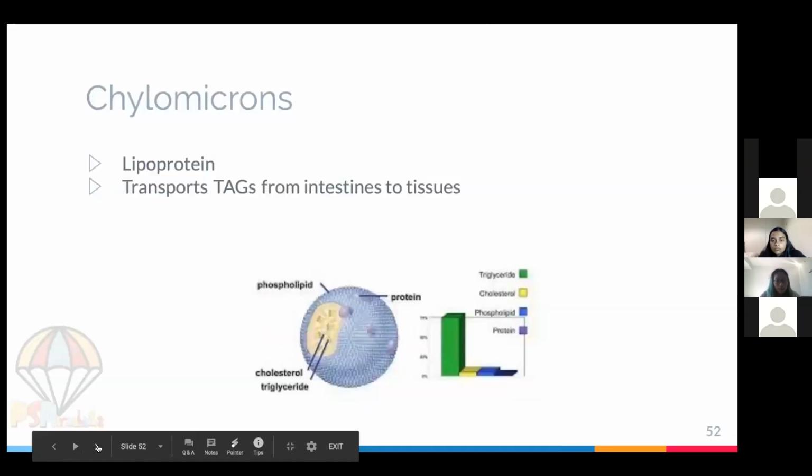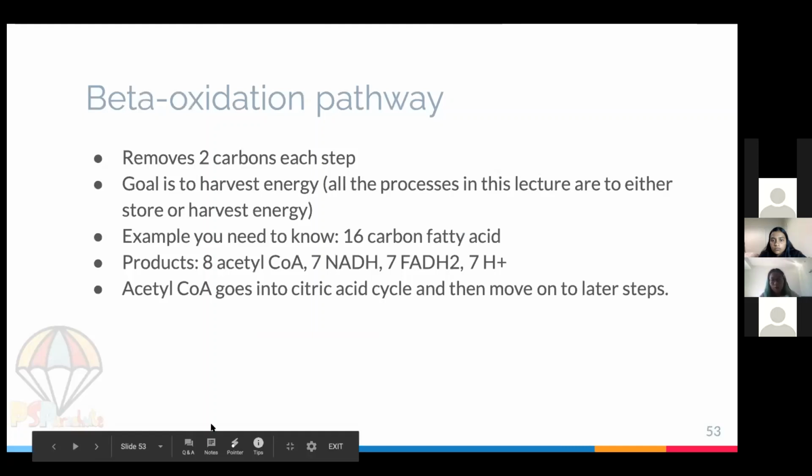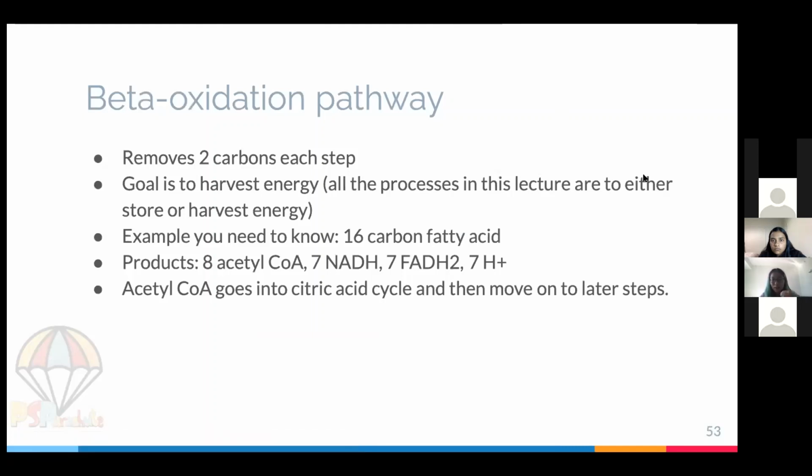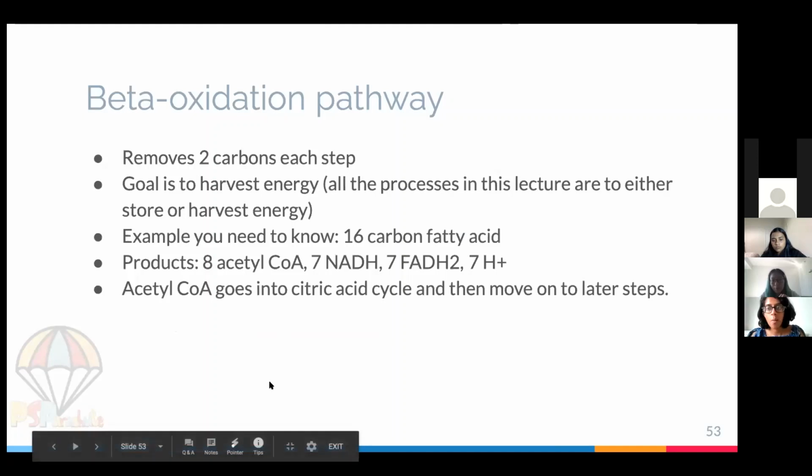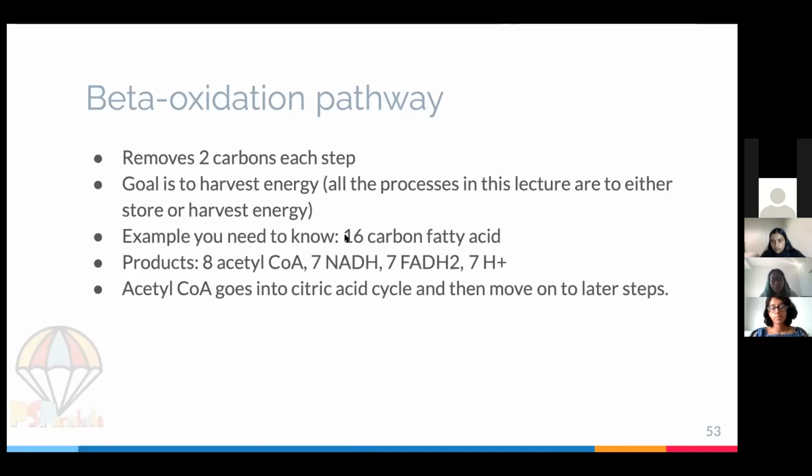What the beta oxidation pathway is: if you have stored lipid in your body, this is how the lipid is metabolized and broken down in the end into acetyl-CoA. Basically the only thing you need to know is, for example, if you have a fatty acid with 16 carbons, the carbons get removed 2 carbons at a time. Every time it removes 2 carbons, 1 NADH and 1 FADH2 is produced.